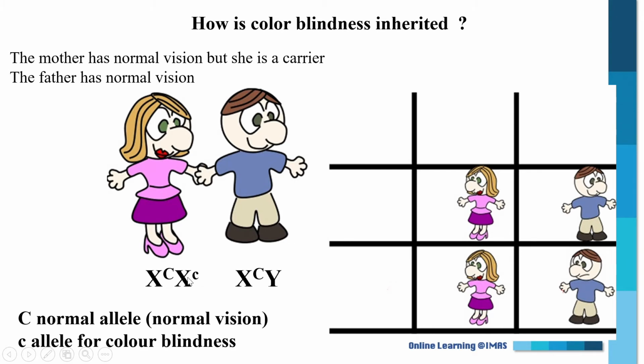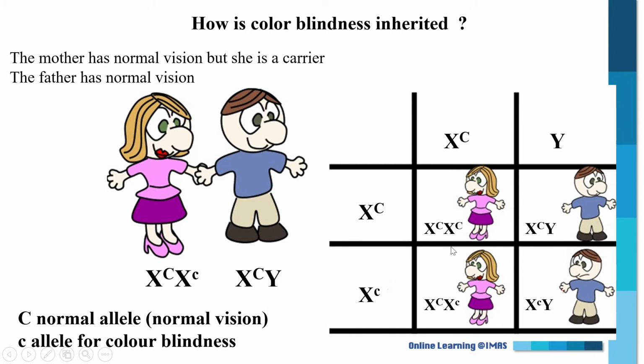And let's say here you have a mother who has X capital C, X small c, meaning she has one copy of the normal gene and one copy which is affected or mutated, and the father has a normal X. So if these two marry, what is the offspring? So we will have the gametes of the father and the gametes of the mother.